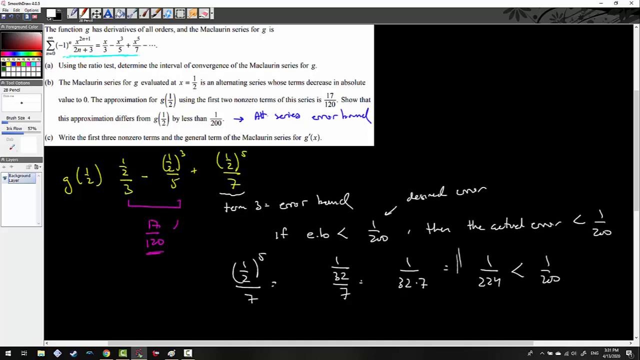So the point of this problem was to show that your third term, which is the term following the first two terms, was less than 1 over 200, and therefore, because your error bound is less than 1 over 200, your actual sum would be less than 1 over 200. So I would just identify him as error bound, term number 3. And that should wrap it up for part B.